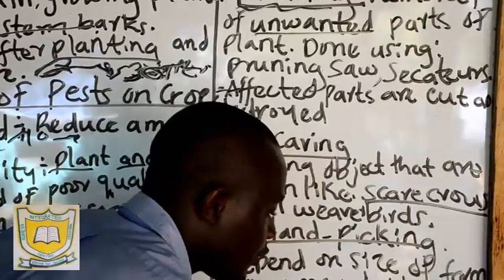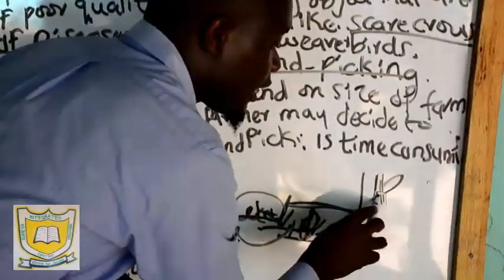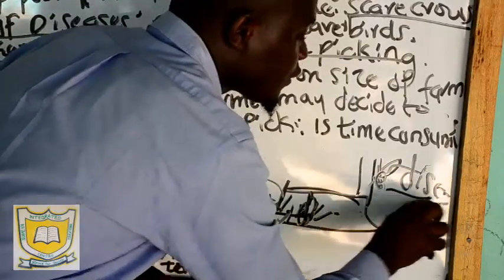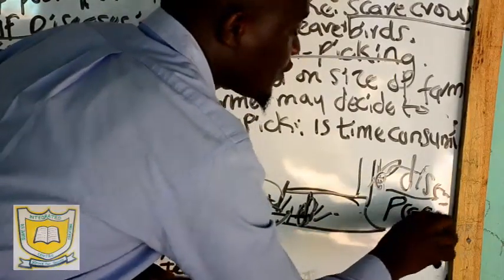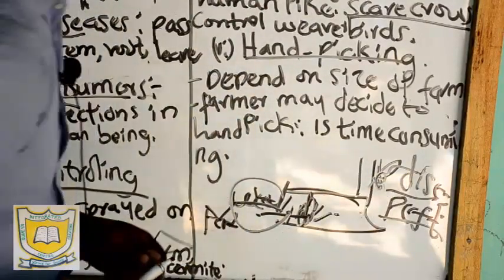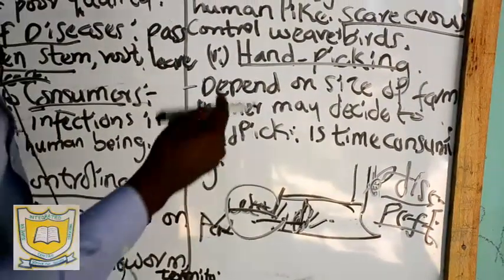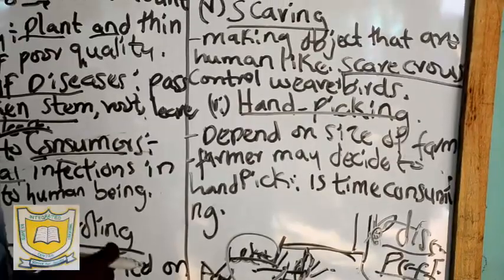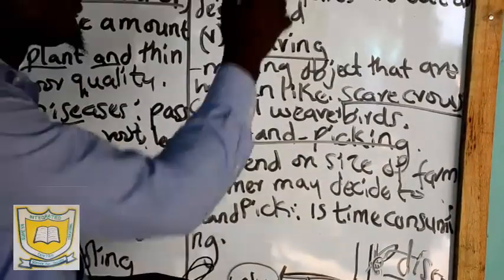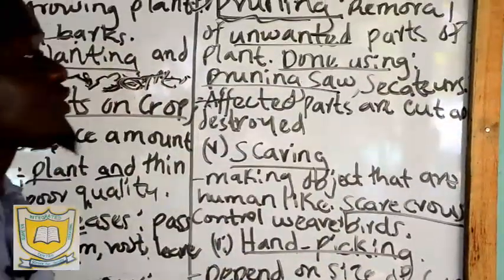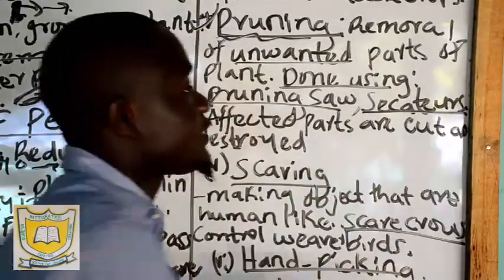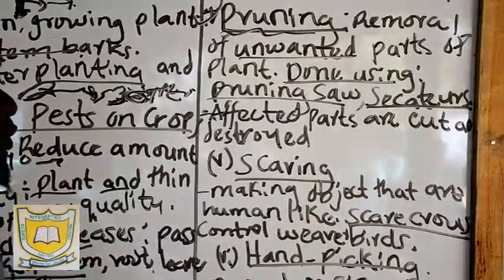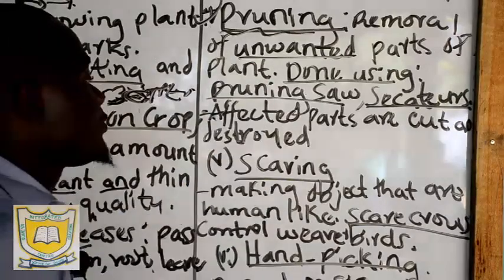For example, this is the crop. When I cut off this part, either it has diseases or it may be affected by pests, so that removal is what we now call pruning. Pruning is done by use of some instruments. The instruments used to prune are mainly pruning saws and also what we call scratchers. In common cases, most people use pangas to prune. So that is all about pruning.